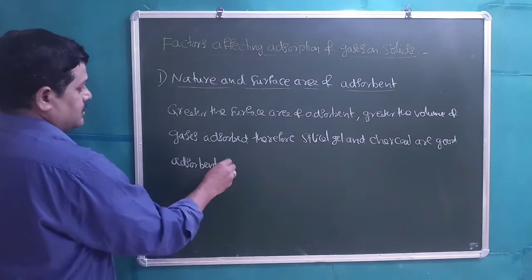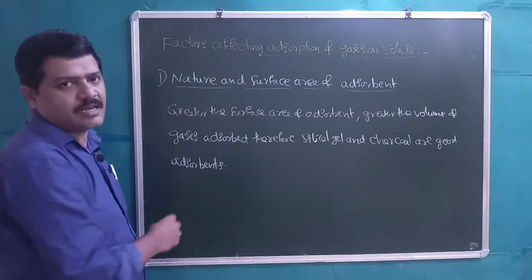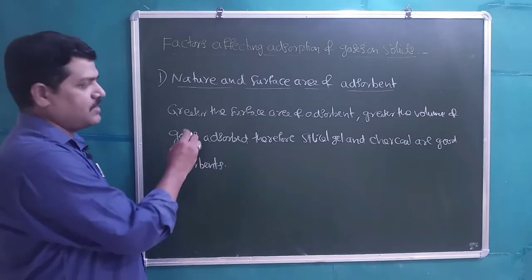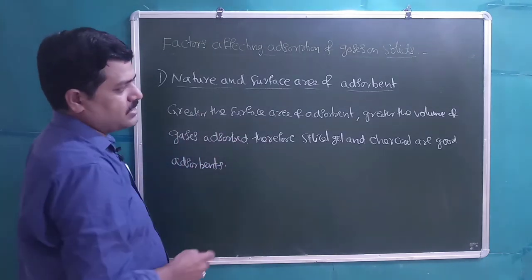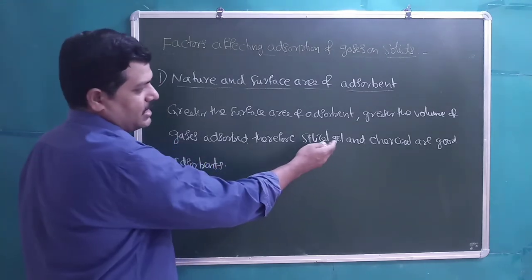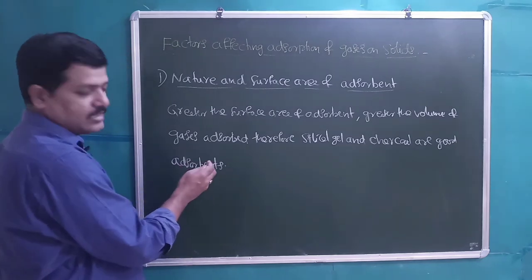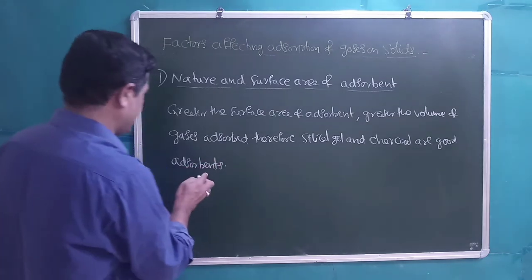Students, generally the amount of adsorption, the gases adsorbing on the surface of the solid, will depend on the nature as well as the surface area. Greater the surface area of adsorbent, greater the volume of gases adsorbed. Therefore, silica gel and charcoal are good adsorbents. These are adsorbents, meaning the surface on which adsorption takes place.